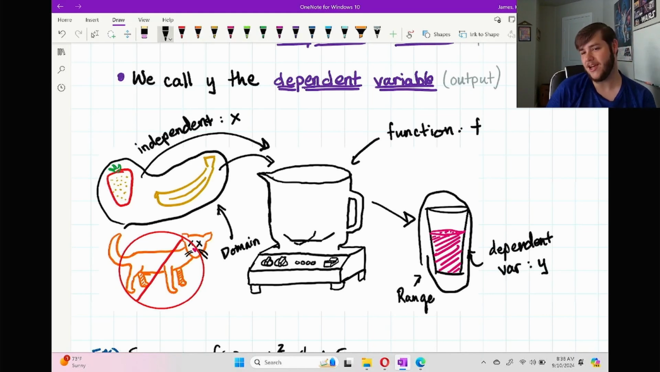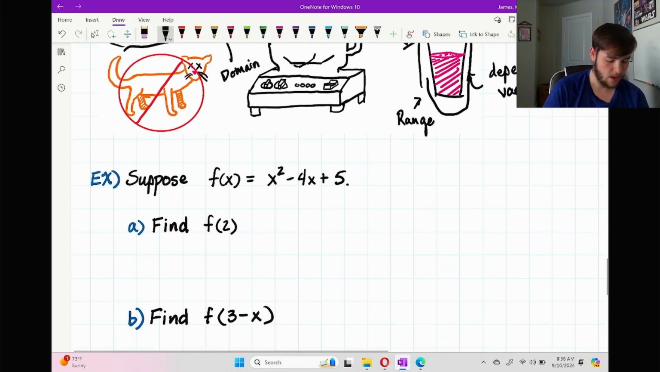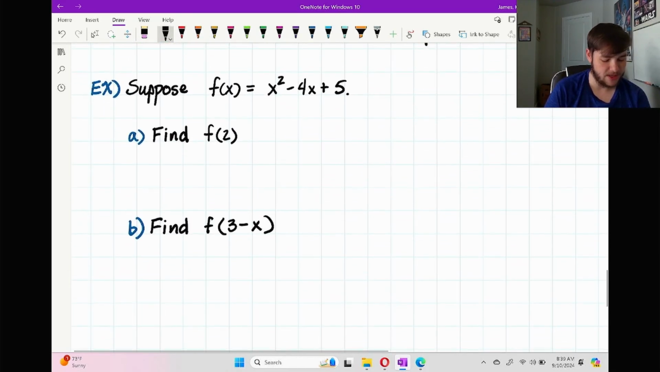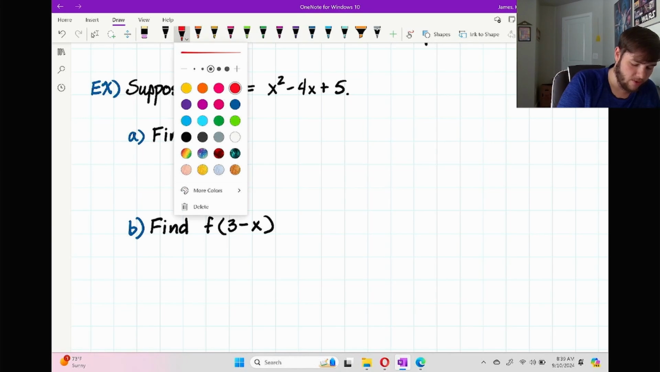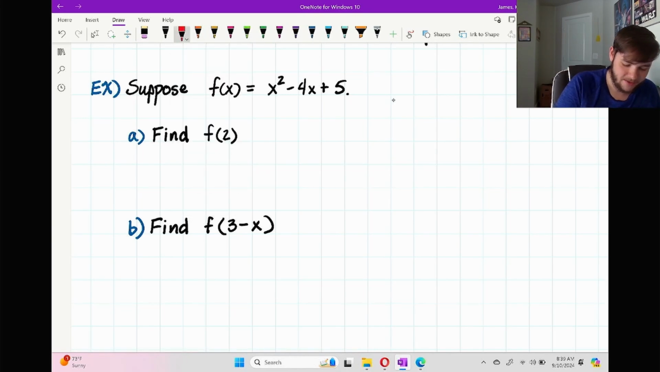So this is kind of a context that I think is helpful to look at functions in, especially when we get to using function notation. Now, I'm sure we've all seen problems like part A. Suppose f of x is x squared minus 4x plus 5. Find f of 2. Here is a super common mistake that I really don't want you guys to be making here. And I'm going to write it in giant red ink because it's bad.